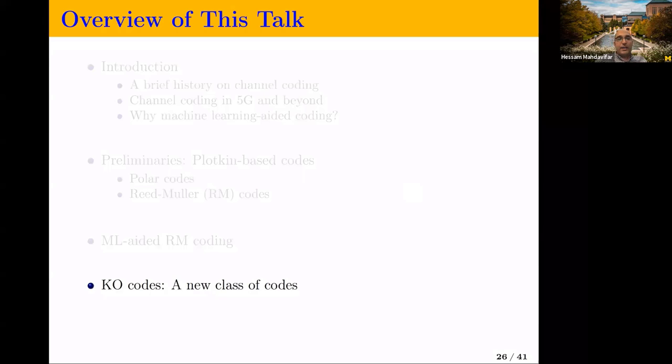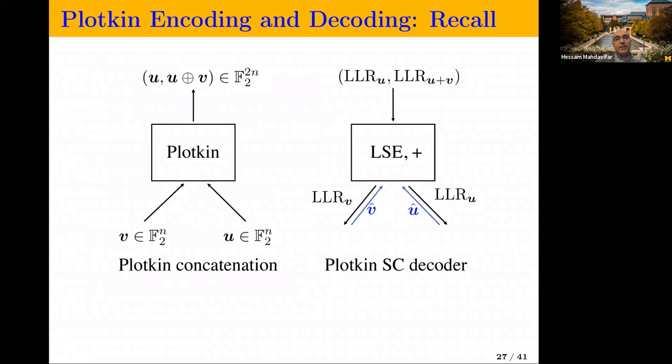All right, so now I go to the last part, which is talking about KO codes, a new class of codes. Just recalling the Plotkin structure, okay? So the construction is based on the concatenation, the (u | u+v) operation, and the decoding was based on the two operations, LSE and the plus operation, okay?